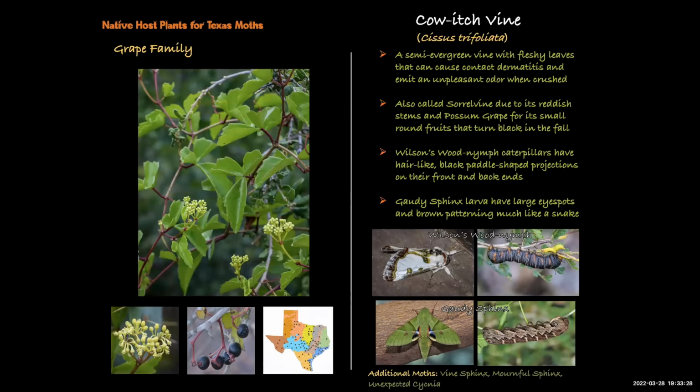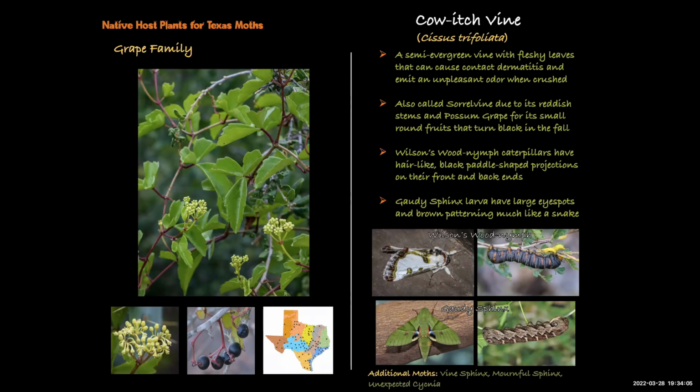Cowitch vine is an interesting vine. It's a semi-evergreen vine. It depends on how cold it gets, whether or not it's actually evergreen. And the leaves are very fleshy. And it's called cowitch because it can cause contact dermatitis and have a bit of an unpleasant odor when it's crushed. It's also called sorrel vine due to the reddish stems, and possum grape because of the fruits that turn black in the fall. There's two beautiful caterpillars that utilize it, moths, the Wilson's wood nymph.